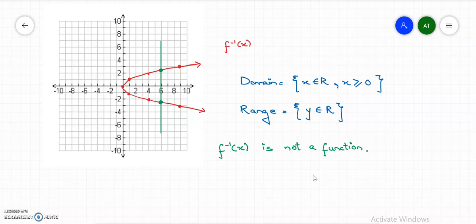Right? I hope you understand how to find the inverse of a quadratic function.